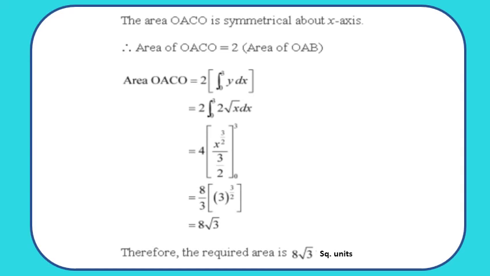So 2 is out of integral, we get 4 integral of x. So x power 3 by 2 upon 3 by 2 within the limit 0 to 3. Which on simplification gives, after applying the limits, we will get 8 upon 3 into 3 power 3 by 2, which is equal to 8 root 3. Therefore we have the area of OACO equals to 8 root 3 square units. Clear? So pause and note down the solution.